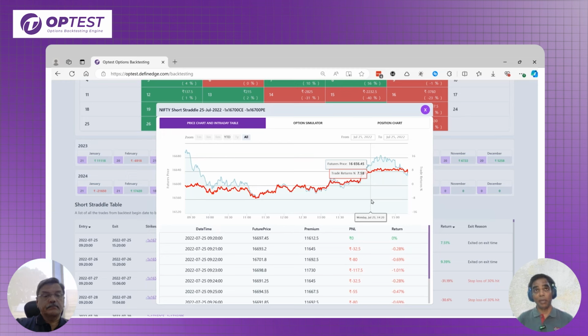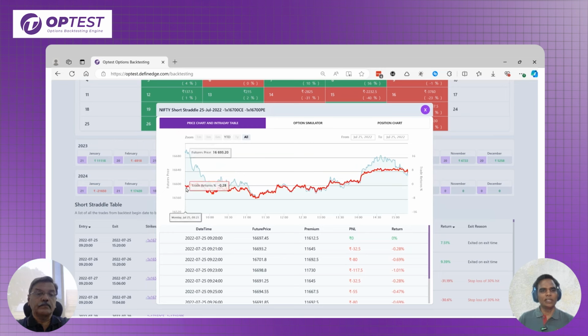So what has happened to this trade? First of all, here, at this point of time, 16,700 or something was the price. So that is why we chose these particular strike prices. There are two charts. One is Nifty, one is the strategy price, is it? Yeah, the other one is the trade returns. So this is Nifty, the futures price. The red one is the trade returns.